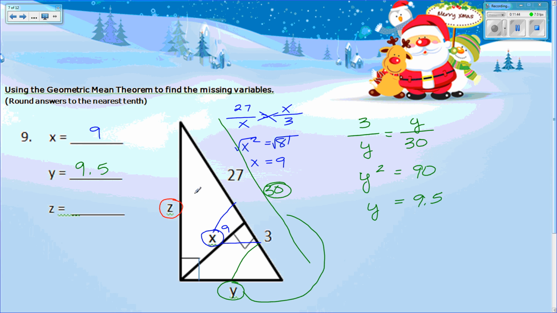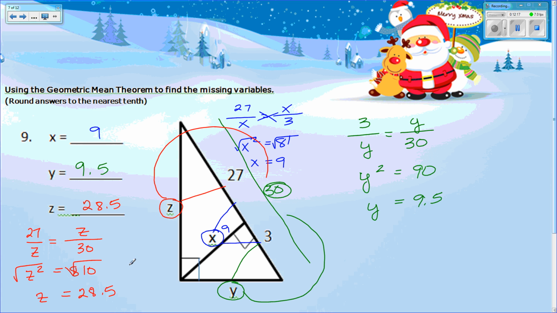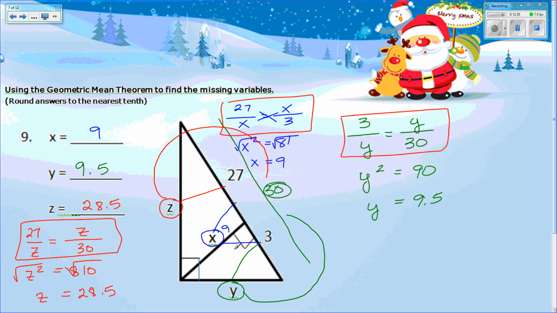And then to find z, z is my other geometric mean. It pairs with the 27 and hooks around to pair with the 30. This time z is my geometric mean. It pairs with the 27 and the 30. So I get z squared equals 27 times 30 is 810. Take the square root of both sides. So z is 28.5. So I used all three of those proportions from that front page. And it's all about pairing together.